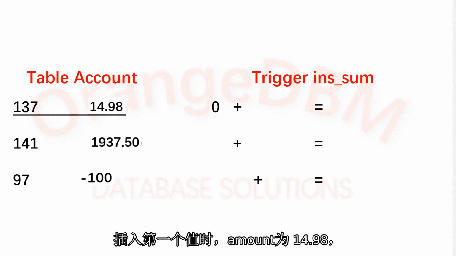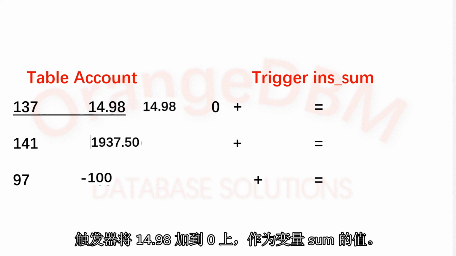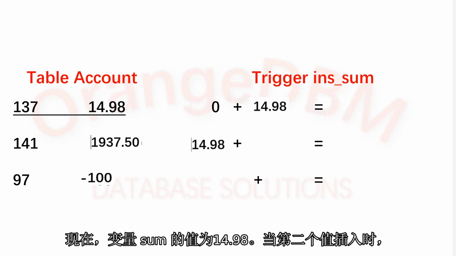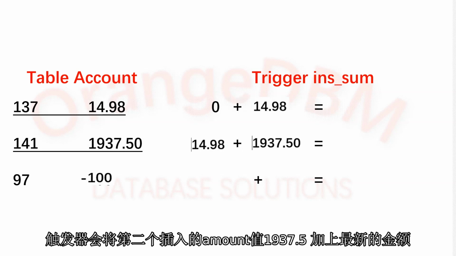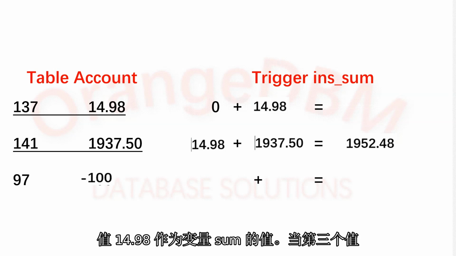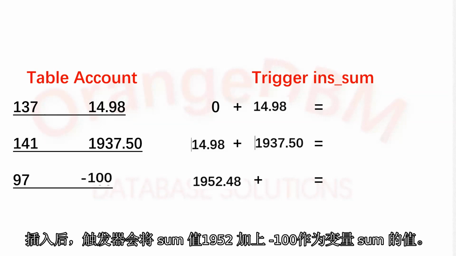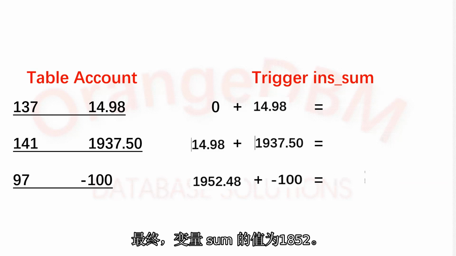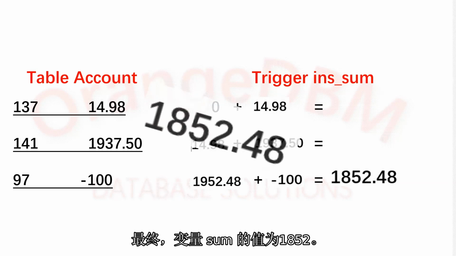When the first value is inserted, the amount is 14.98, and the trigger adds 14.98 to 0 as the value of the variable sum. Now the value of the variable sum is 14.98. When the second value is inserted, the trigger adds the second inserted amount value 1937.5 plus the latest sum value 14.98 as the value of the variable sum. When the third value is inserted, the trigger adds the sum value 1952 to -100 as the value of the variable sum. Finally, the value of the variable sum is 1852.